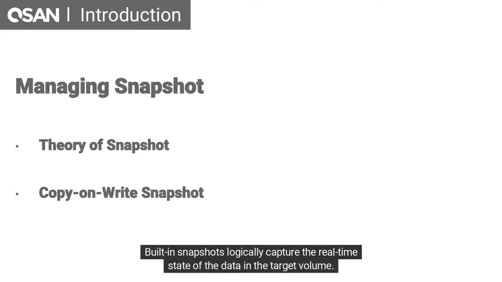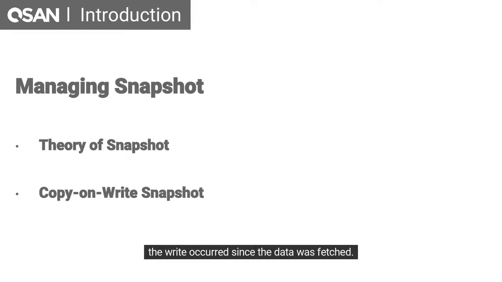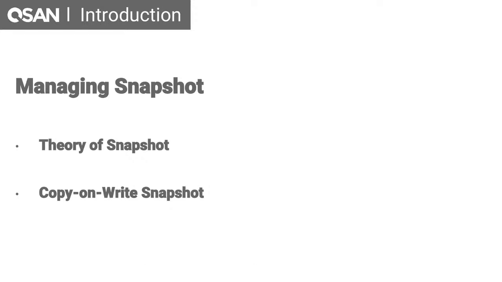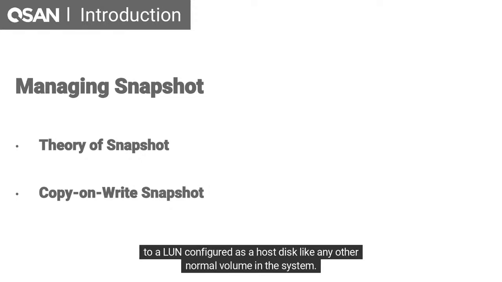Built-in snapshots logically capture the real-time state of the data in the target volume. The underlying logic is copy on write, which moves the data being written to the specific location where the write occurred since the data was fetched. This specific location is called a snapshot volume and is essentially a new volume that can be attached to a LUN configured as a host disk, like any other normal volume in the system.